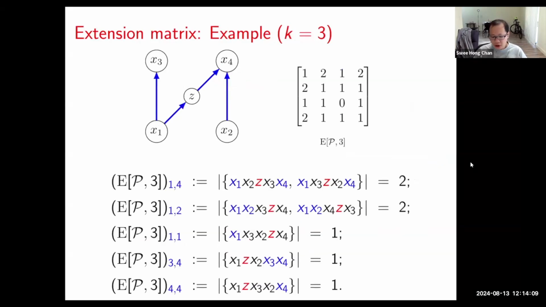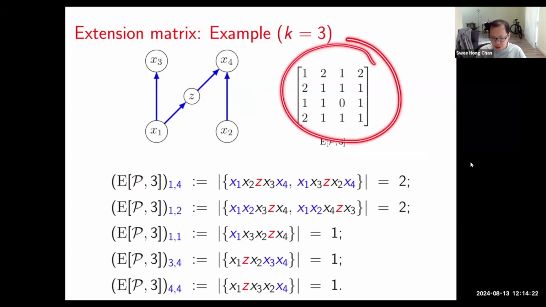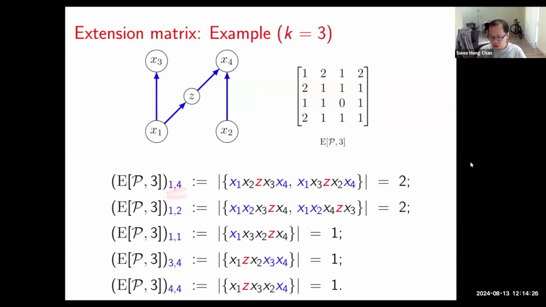Okay, good. Let me just give an example. So here is a poset of 5 elements. Z is this element in the beginning. The extension matrix will be this 4 times 4 matrix, where the element that corresponds to 1 and 4, so this is this element 2. This corresponds to the linear extension where x1 is in the beginning. This is for 1. x4 is in the end. This is for 4. And z is in position number 3, because k is equal to 3.